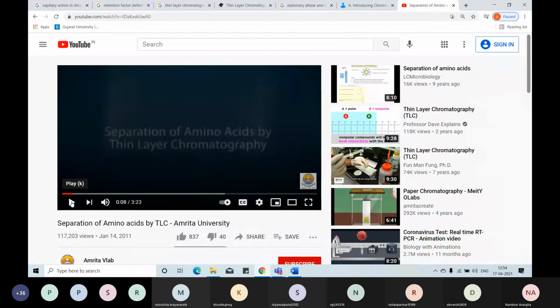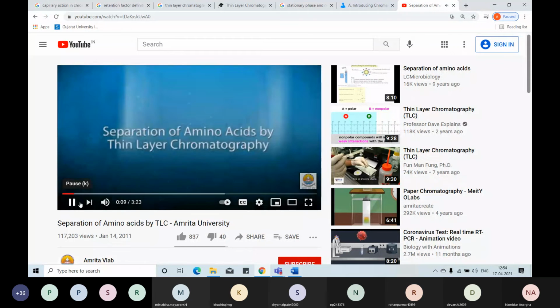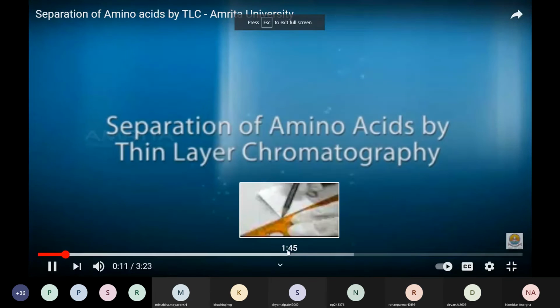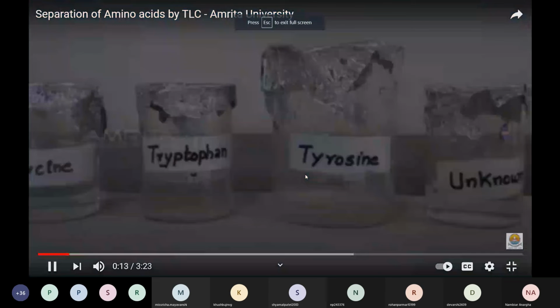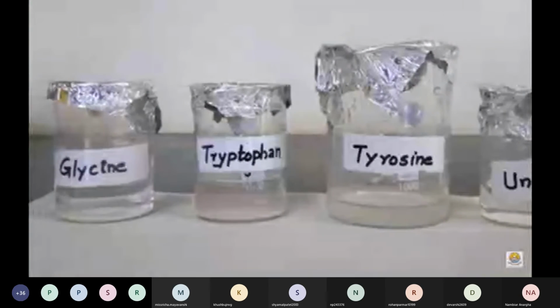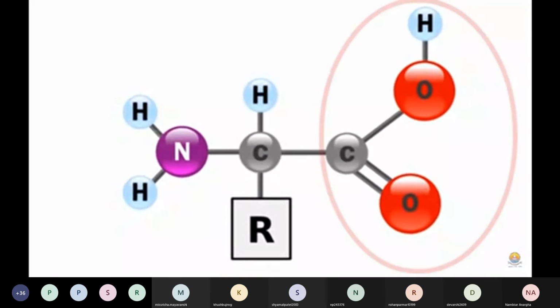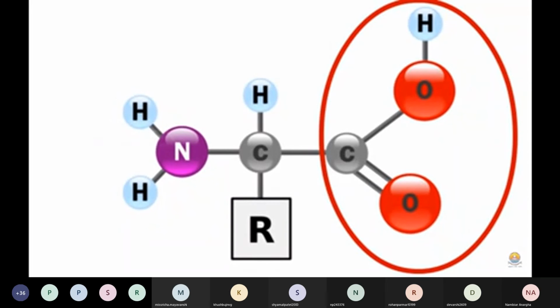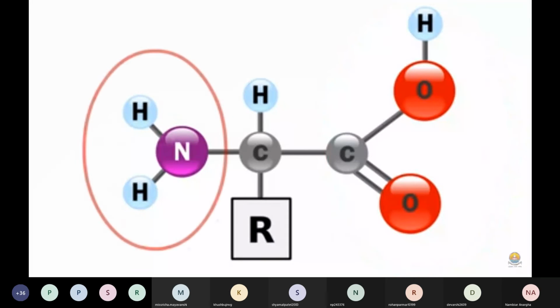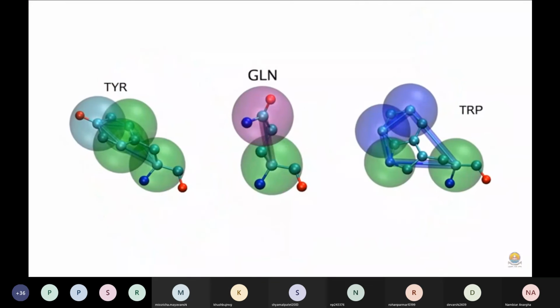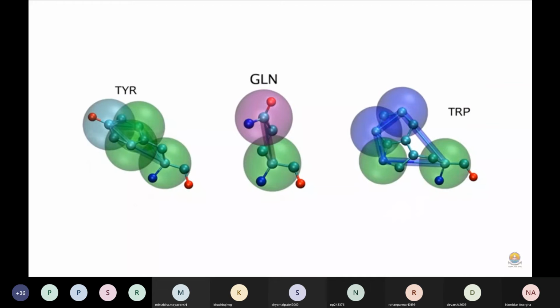Separation of amino acids by TLC. Amino acids are the building blocks of peptides and proteins. They possess two functional groups, the carboxylic acid group that gives the acidic character and the amino group that provides the basic character. The properties provided by these groups are used to characterize the amino acids.